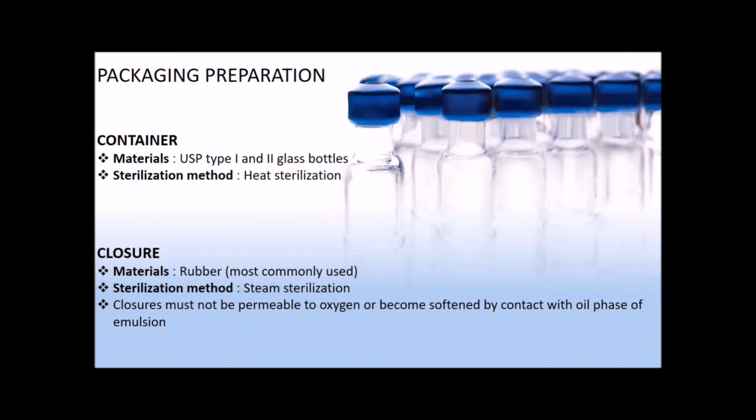As for the packaging, the containers that are commonly used are USP Type 1 borosilicate glass and Type 2 soda lime treated glass. These containers are sterilized through dry heat sterilization as they can withstand high temperature, whereas the rubber closure is sterilized through moist heat sterilization. This closure must not be permeable to oxygen or become softened by contact with the oil phase of emulsions.